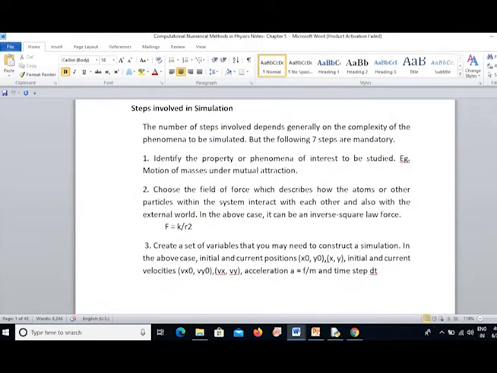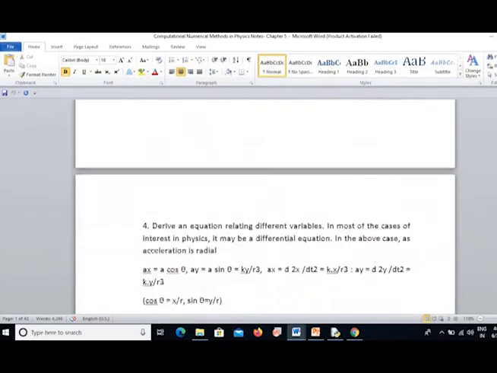Then we understood the force acting on the system. First we identified the problem, second we understood the force acting on the system, and third we need to know the initial conditions. If it is planetary motion, that is, the case of Earth moving around the Sun, I need to know the initial position, that is the initial x0, y0 coordinates of Earth, the current x, y coordinates, initial velocities, current velocities, acceleration, time step, etc. These should be known already. And now we have to identify the equations relating the different variables.